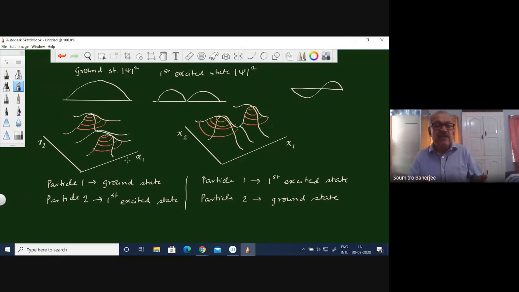Now, if we consider the first particle in the first excited state and the second particle in the ground state, then the orientation changes. It still has two peaks, but the orientation changes. The first particle will have two peaks. The second particle will have one peak. So the combined surface will have two mountains. And again, you can draw these equiprobability lines. And again, if you look at it from the top, you will find the other picture that I drew in the last class. Is that clear now?